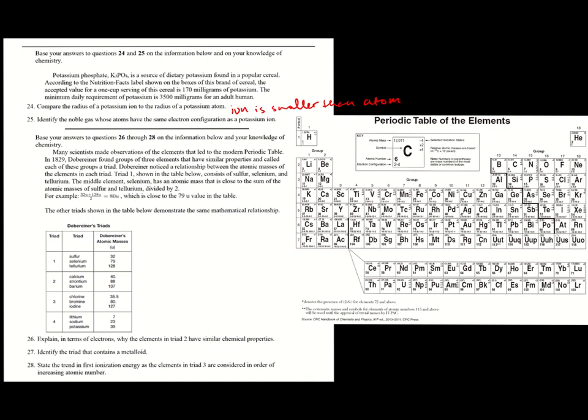Okay. Number 27, identify the triad that contains a metalloid. So metalloids are here in this staircase. Boron, silicon, germanium, arsenic, antimony, tellurium, Po, and astatine up here. I don't remember what Po stands for, but that's the only one I don't know out of this group. Okay, has a metalloid. So it's definitely tellurium. Tellurium is a metalloid. Let's check the others. Nope. Nope. And nope. So it's only triad 1.